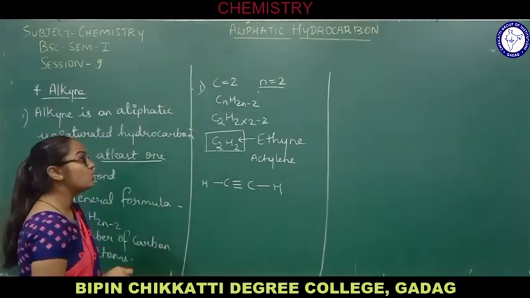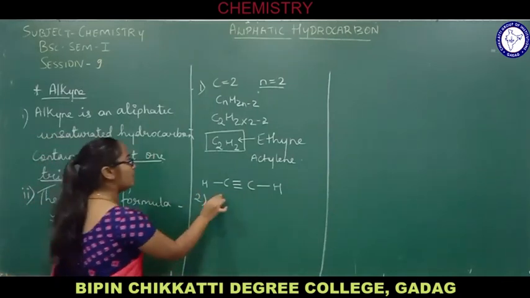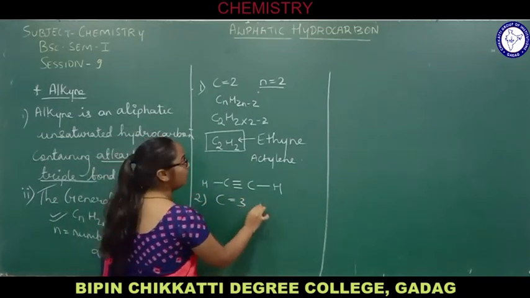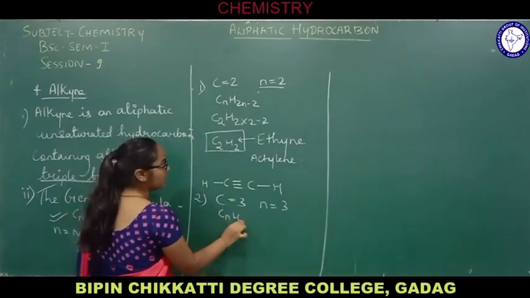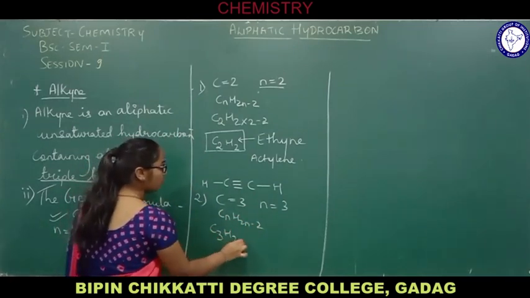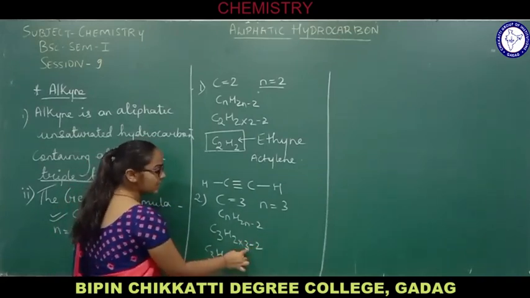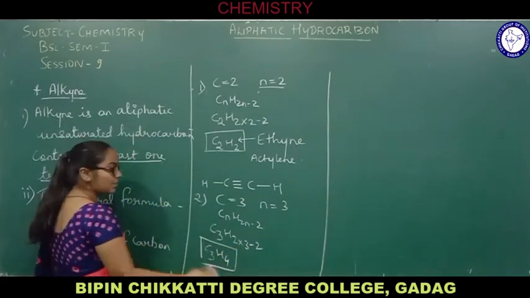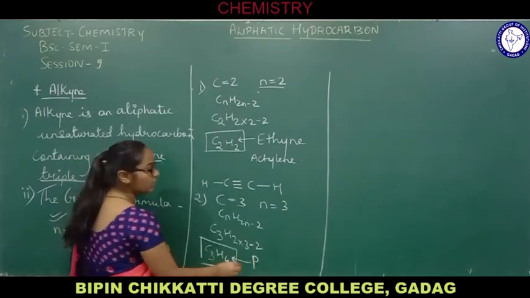So let's go towards the second member of the alkyne family with the carbon equal to 3. If 3 is the number of carbon, n will be 3, obviously. So let's write down the general formula, CnH2n-2. Let's substitute n with 3, H 2 into 3 minus 2. So C3H, 2 3s are 6, 6 minus 2 is 4. So this becomes the molecular formula for the next member, which has 3 carbon atoms. So the name for this is propyne.